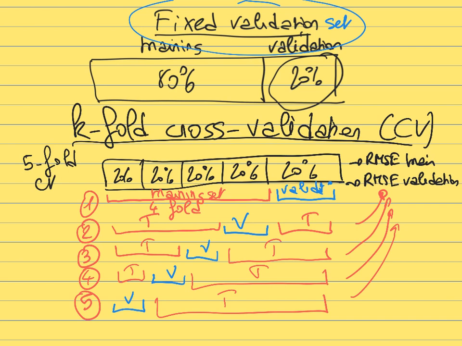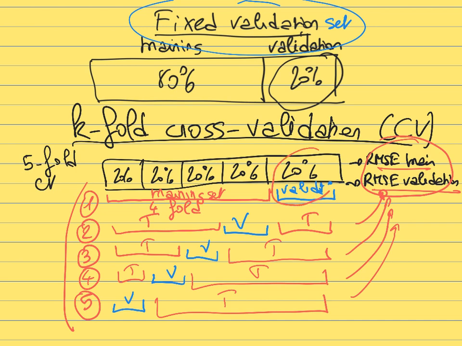Since you have 5 folds, you have 5 different folds that you can use as a validation set. So you can train your model 5 times, and each of those 5 times you will calculate the RMSE of the training set and the RMSE of the validation set. And then you will just take the average of the RMSE of the training set over those 5 repetitions, and you will take the average of the RMSE of the validation set over those 5 repetitions. And that way it will give you a more average response of your model.